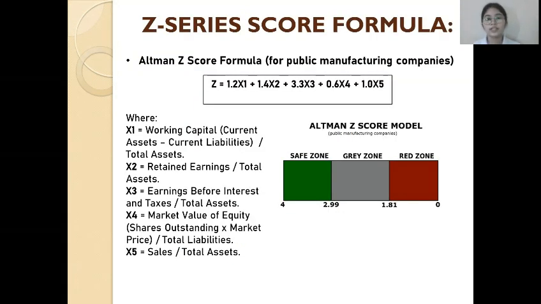First, we have the Altman Z-score formula for the public manufacturing companies. We have here the formula itself and the financial ratios that need to be calculated. And on the other side, we have here the Z-score interpretation. If it is below 1.81, meaning that the company is in the distress or red zone, and it has high probability of bankruptcy. If it is between 1.81 and 2.99, the company is in the gray zone and it has moderate chance of filing for bankruptcy. And if it is above 2.99, the company is in the safe zone and it is unlikely for them to file for bankruptcy.